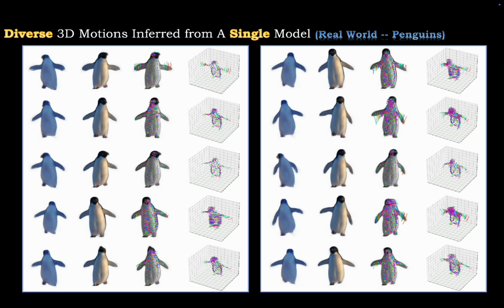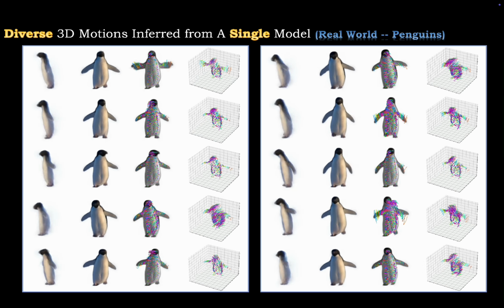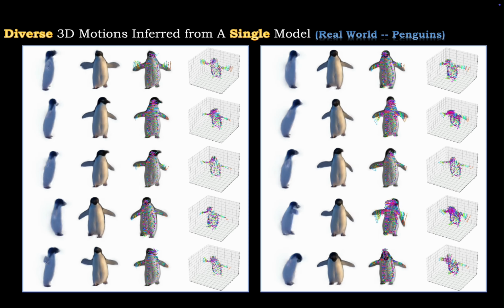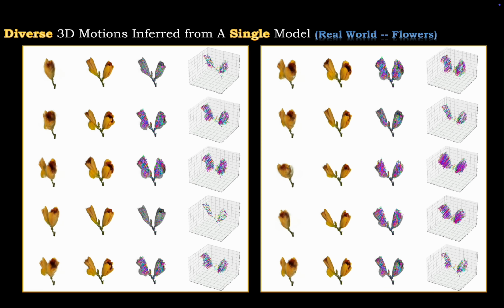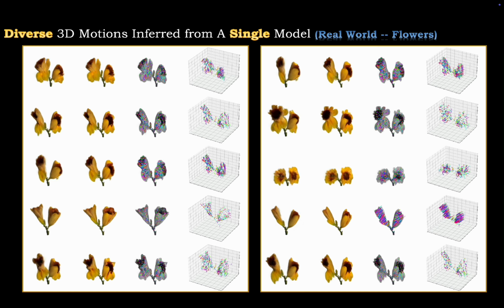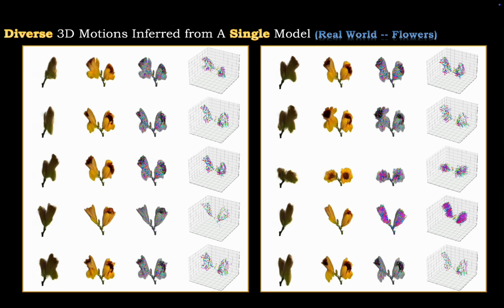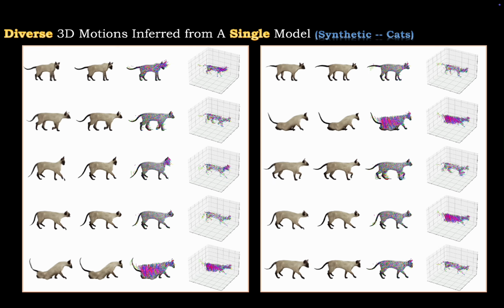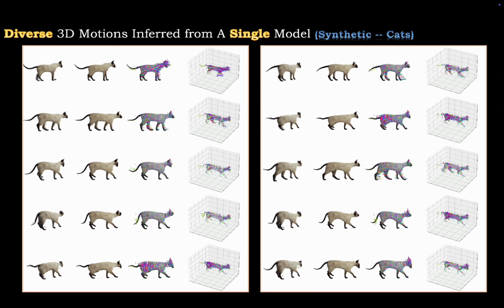Here are lively real-world penguins exhibiting diverse motion patterns. Not only animals, plants also have a wide range of motions, like the flowers shown here. Look at this. A cat is pacing, while another is squatting.